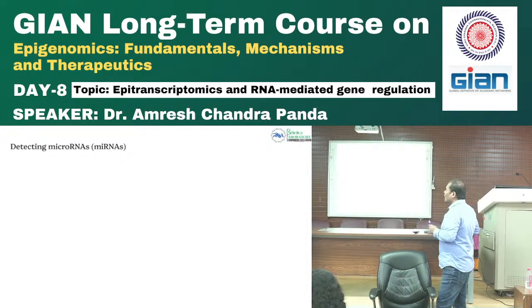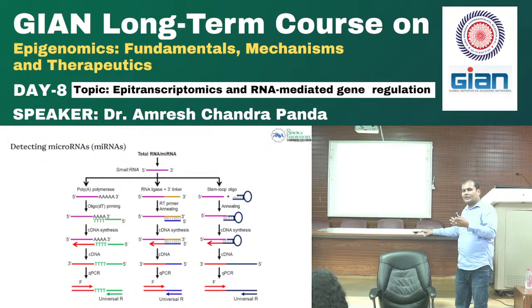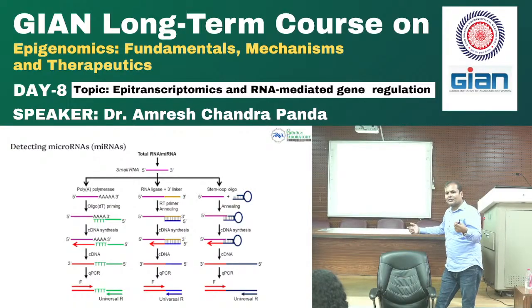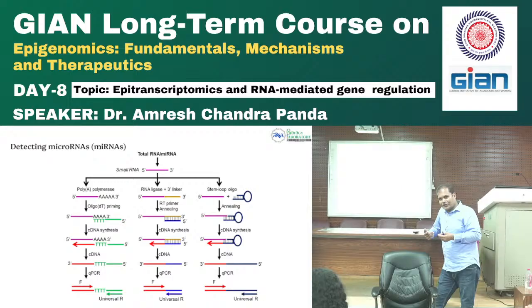And then how do you detect them in a system? For regular RNA, you do PCR, or for circular RNA, you put primers facing outwards. For microRNA, these are very small, 20 nucleotides. Primers are usually 20 nucleotides. So you cannot put two primers to amplify, right? How will you do that?